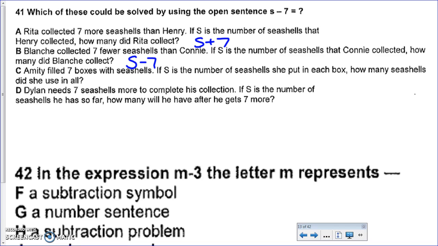For C, Amity filled 7 boxes with seashells. If S is the number of seashells she put in each box, how many seashells did she use in all? So we have 7 boxes, S seashells in each box. We have 7 times S, or to write it in proper algebraic form, 7S.